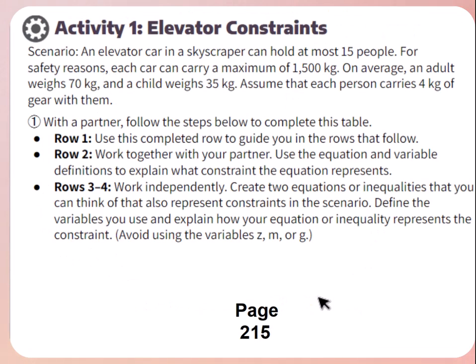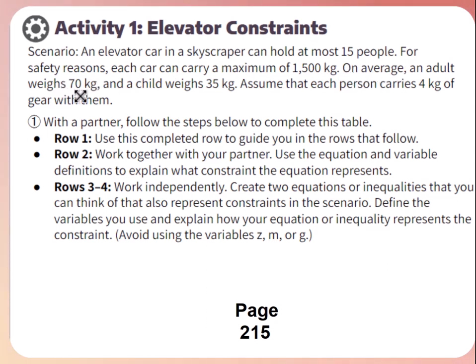Okay, turn to page 215 in your workbook. We're going to work through Activity 1, Elevator Constraints. Read through the scenario. An elevator car in a skyscraper can hold at most 15 people. So we have a constraint here. We cannot go over 15 people in the elevator car. For safety reasons, each car can carry a maximum of 1,500 kilograms. So we don't want to go over the weight limit. There's another constraint of 1,500 kilograms, because if it gets too heavy, it could drop.